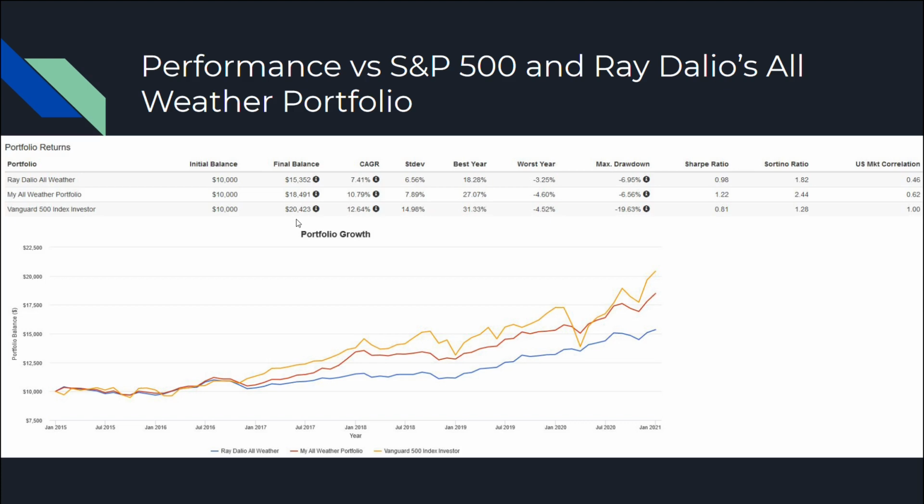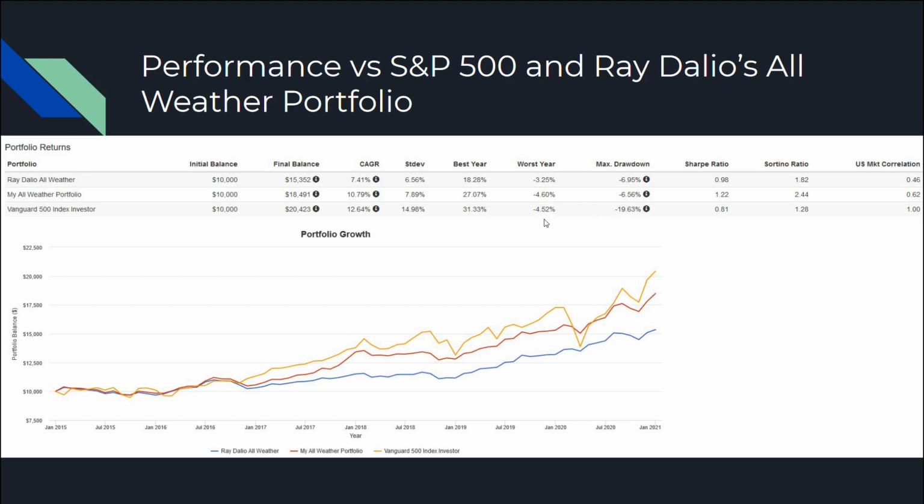But the best year for my portfolio is a lot more than Ray Dalio's by around 9%, though the S&P 500 still beats this portfolio by around 4%. And its max drawdown is still going to be a bit higher. Actually, it's lower than Ray Dalio's portfolio at negative 6.56%, and it's a lot lower than the S&P 500, which is close to negative 20%.